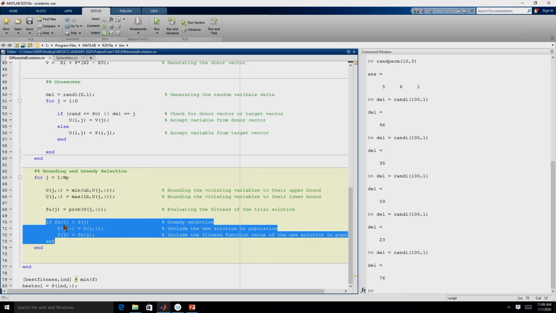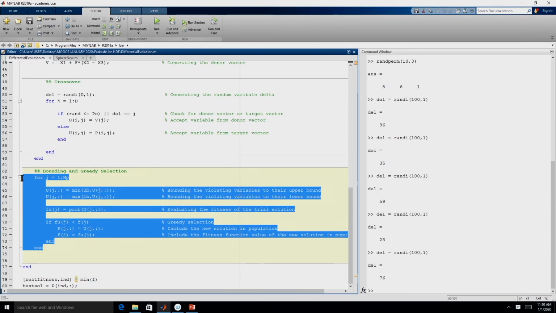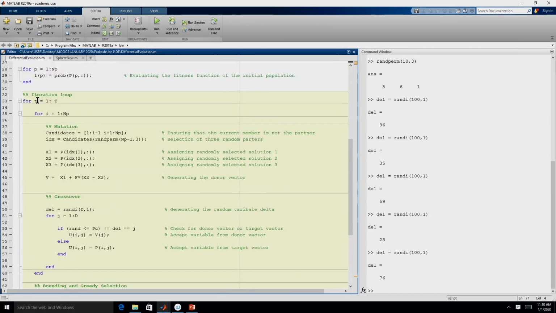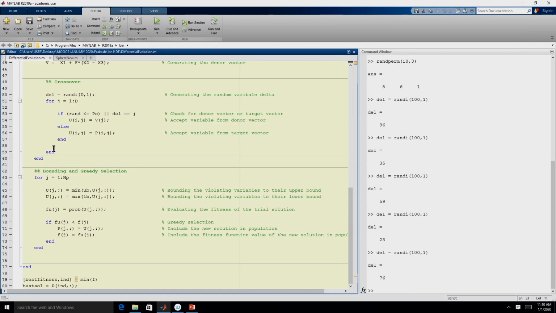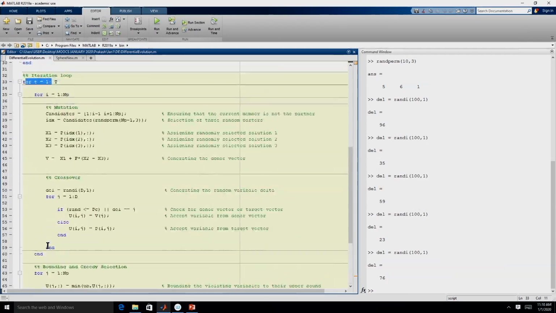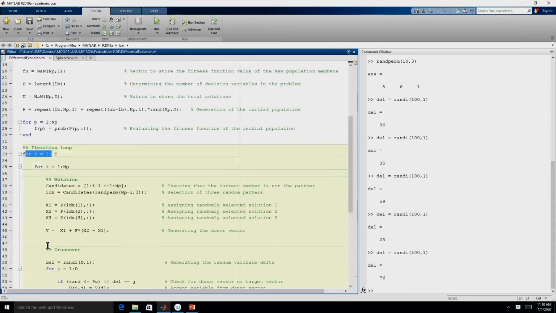But if it happens that the trial vector is better, then the trial vector is used to override the jth member of the population. This will again be done for NP times because our population is NP, and this entire procedure is inside this for loop which governs the number of iterations. So, this will be repeated for t times. That completes the implementation of differential evolution.